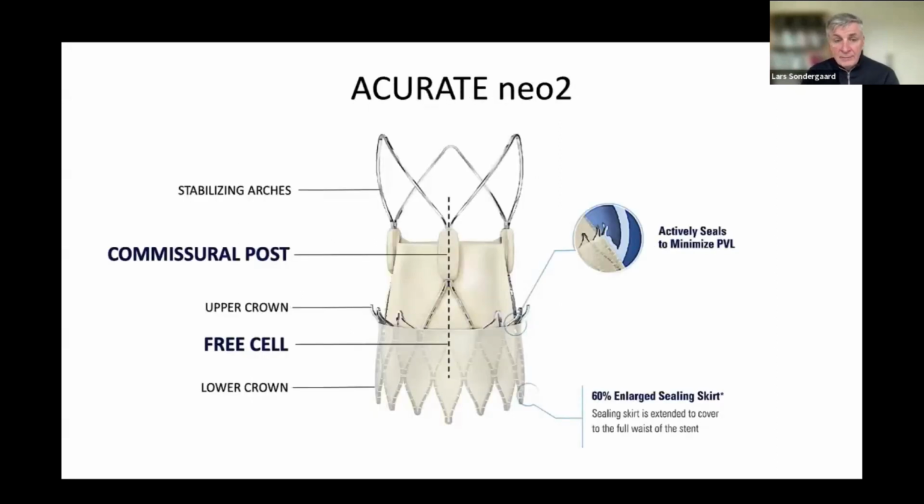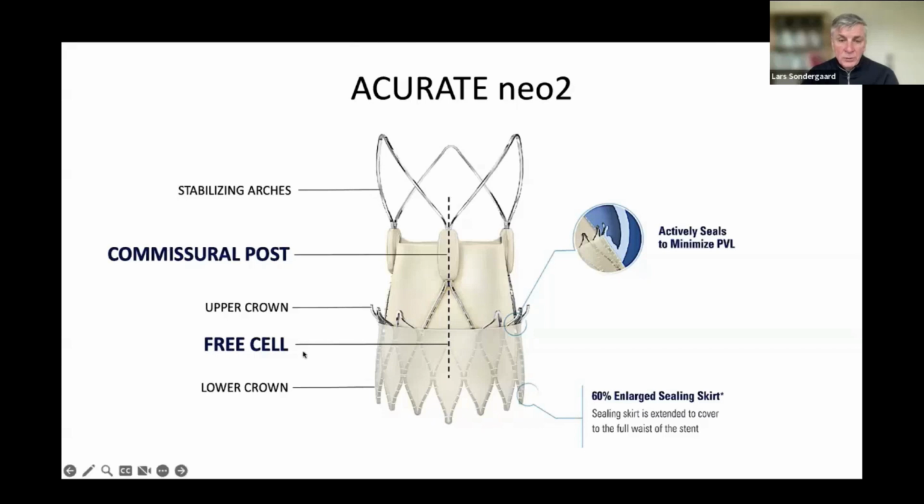It's a self-expanding technology with a supra-annular leaflet position. You see here in the top, in the outflow portion, you have those 3 stabilizing arches. Then below them, you see the commissural posts. That was what we discussed before. Very nice for navigation when you want to have patient-specific commissural alignment. Below those, you have these upper crowns, which are going to sit on the top of the leaflets, and then you have the sealing skirt below it.